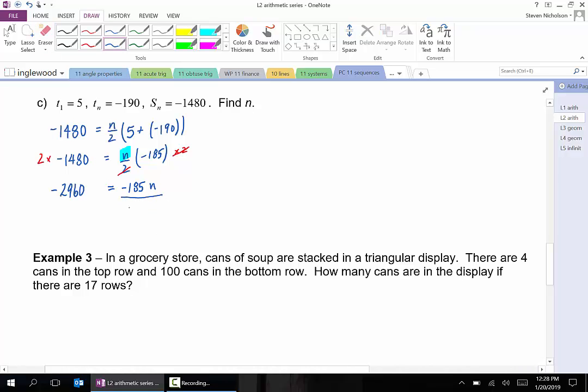And then how do we isolate n? We undo a multiplication with a division. We end up with n is equal to 16. So what that says, in this sequence that starts at 1 and goes to negative 190, there are 16 terms, and those 16 terms, if you figured all of them out and added them all together, equal negative 1,480. Now, we don't care what the terms are. We don't want to know what the terms are.